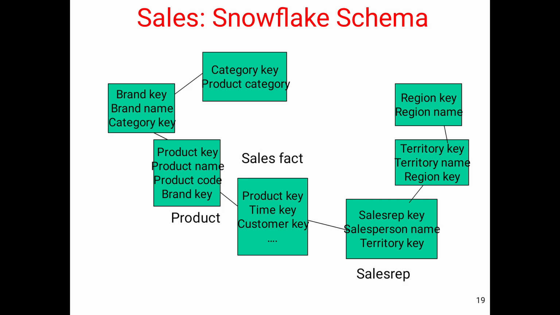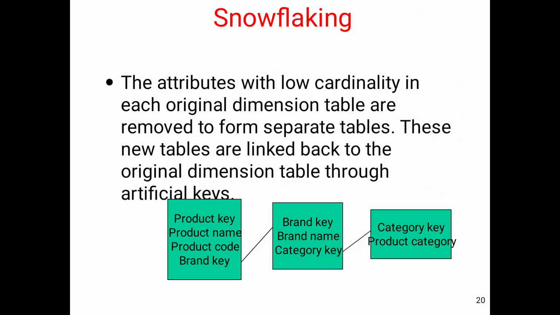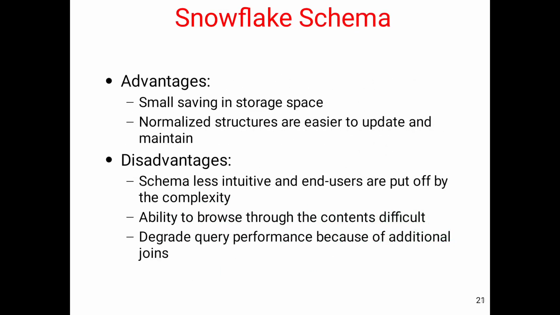This is one of the multi-dimension processing, the snowflake schema. Here we have linking. The attributes are separated into tables. We have new tables linking back to the original dimension table. This is the snowflake.